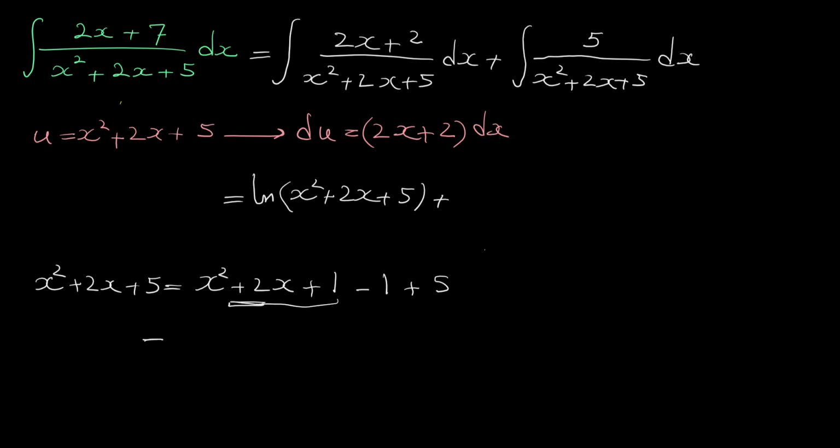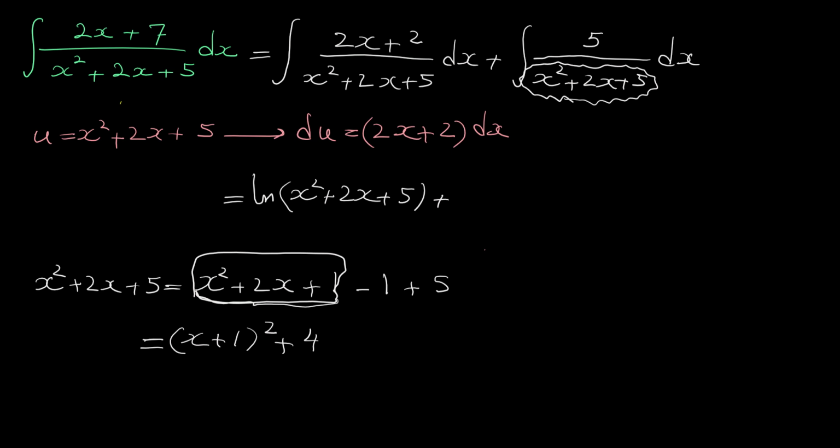Now, these three terms can be written as x plus 1 squared, where this 1 comes from dividing this number by 2. And negative 1 plus 5 is 4. So, plus 4. So this expression here can be written as x plus 1 to the 2 plus 4, which can be written as 2 to the 2.